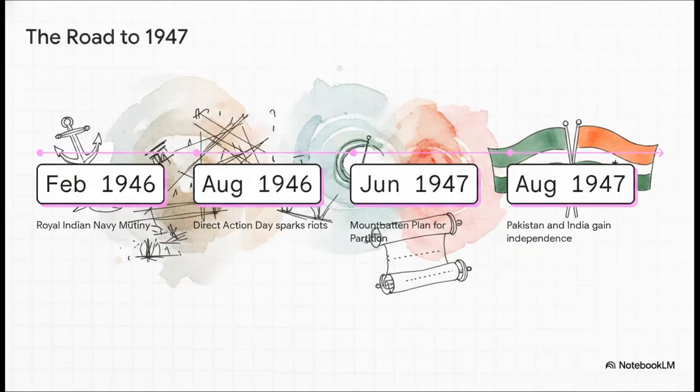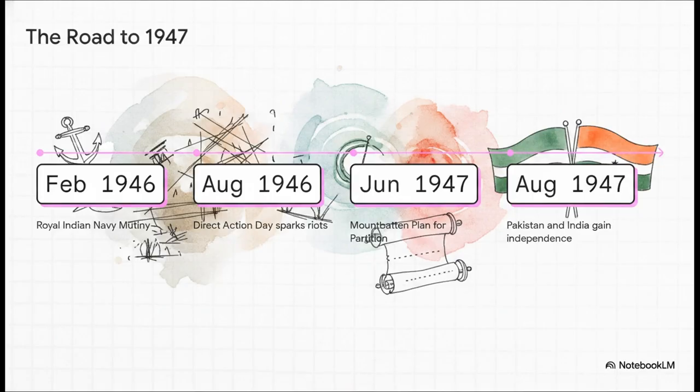As we approach these final events, the tone really shifts to a tragic climax. The British, who were totally economically exhausted after World War II, realized they just couldn't hold on anymore, especially after the Royal Indian Navy mutinied in February 1946. Negotiations to keep a united India, like the Cabinet Mission, totally collapsed. On August 16 in 1946, Direct Action Day triggered horrific violence in Calcutta, with thousands killed in mere days. And that violence spread like wildfire to Punjab and Bihar.